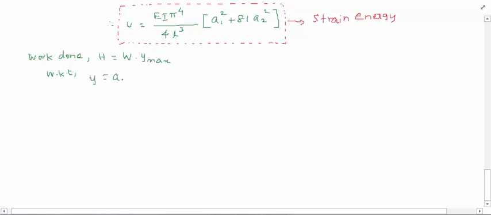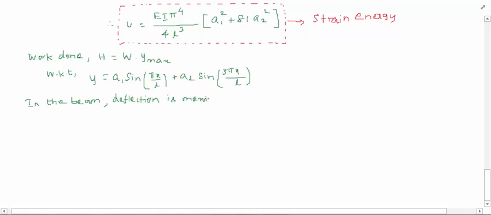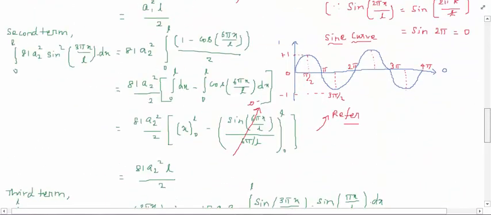So Y max, we can write as Y equal to A1 sin of pi x by L. This is our assumed trial solution that we have written. And in the beam we have to find the boundary condition where the deflection will be maximum. Okay, so at x equal to L by 2, the deflection will be maximum.